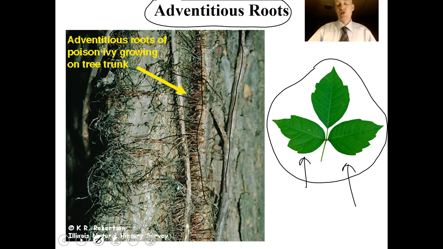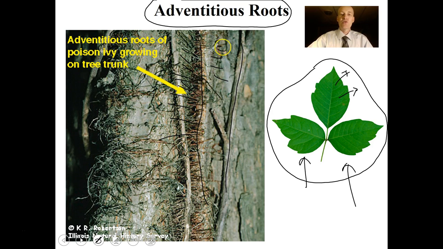There is an oil called urushiol that will actually go off of the leaf and into your skin and cause you to have an allergic reaction to it if you're susceptible to that. Some people don't get the allergic reaction. So these little adventitious roots, they come off and they help anchor the little stem of the vine to the main plant.